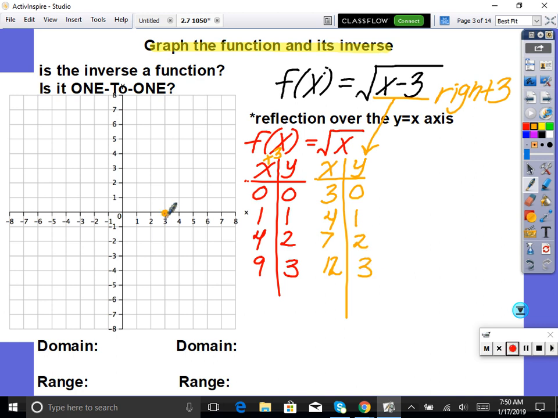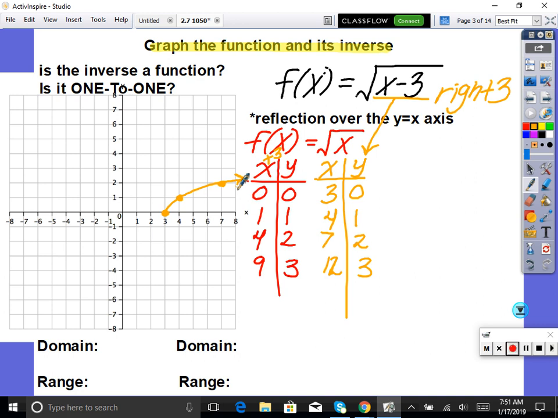Over 3 up 0. Isn't that my starting point? If 0, 0 was your starting point, you shifted it, now 3, 0 is your starting point. Over 4 up 1, and then over 7 up 2, and then isn't that all it will fit? So I've graphed it.